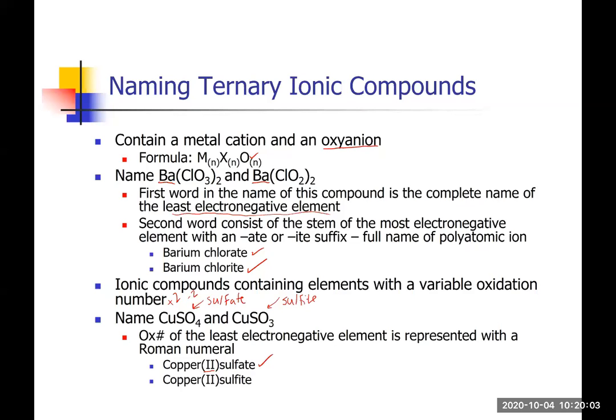Why? Because we memorize polyatomic ions. And we know sulfite also has a -2 oxidation state, which means that the copper has to have a +2 oxidation state to get charge neutrality in that compound. +2 - 2 equals 0. We say the full name of the least electronegative element. It's followed by the oxidation state of the least electronegative element in parentheses in Roman numeral. And then we say the full name of the polyatomic ion, which in this case is sulfite. So that is copper 2 sulfite.